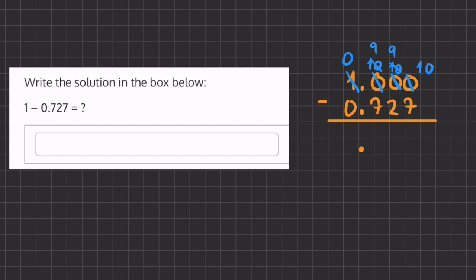So now we have 10 minus 7, which will give us 3. 9 minus 2, which will give us 7. And 9 minus 7, which will give us 2. And now 0 minus 0 is just 0. So we have 0.273 as our final answer.